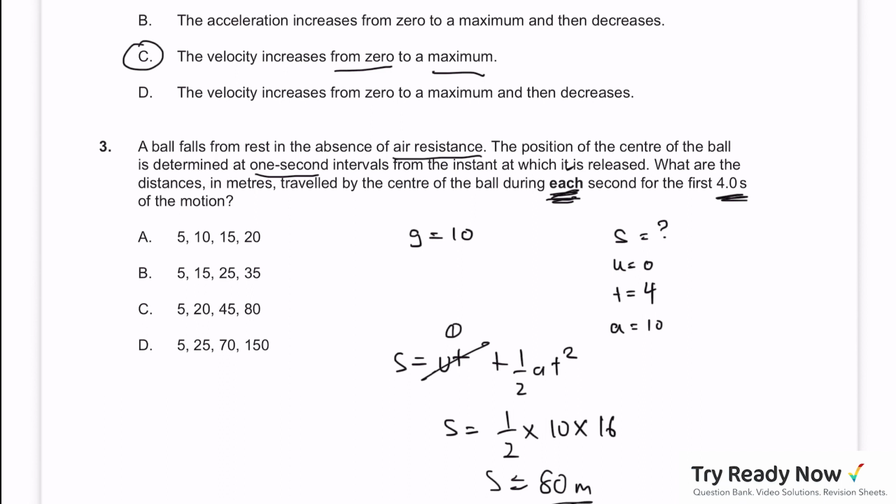So you might be tempted to think it's C because you see that 80 here is on the 4th second, but that is false. This is because this is the total distance traveled in 4 seconds, and what we have here is the distance traveled in each second. So to find out the answer, we actually have to add up all of these and find which one equals 80 meters.